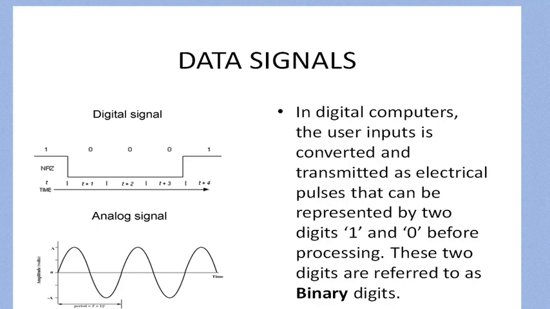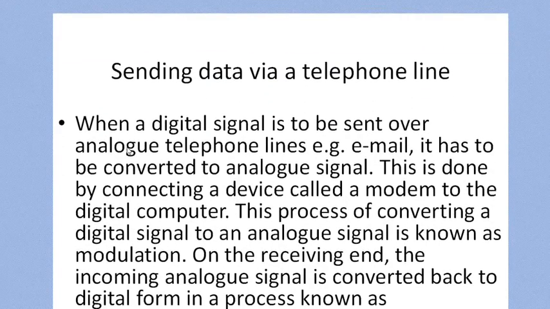Therefore, we have a digital signal. We also have an analog signal. A digital signal is non-continuous or discrete, whereas an analog signal is continuous in nature. You can see the two diagrams here: the analog signal, which is continuous, and then this one that is breaking, the digital signal. Then let's look at how data is sent through a telephone line.